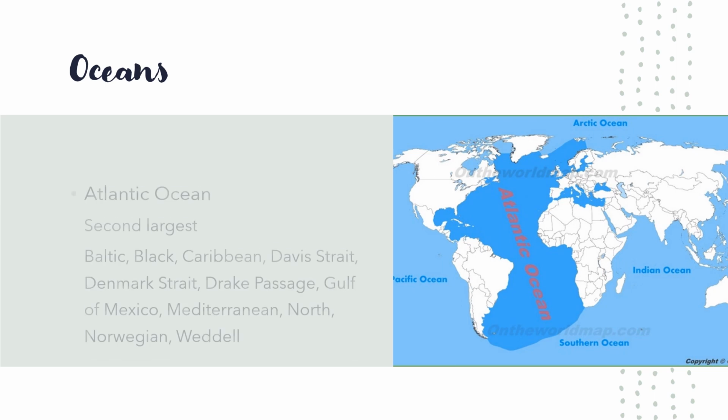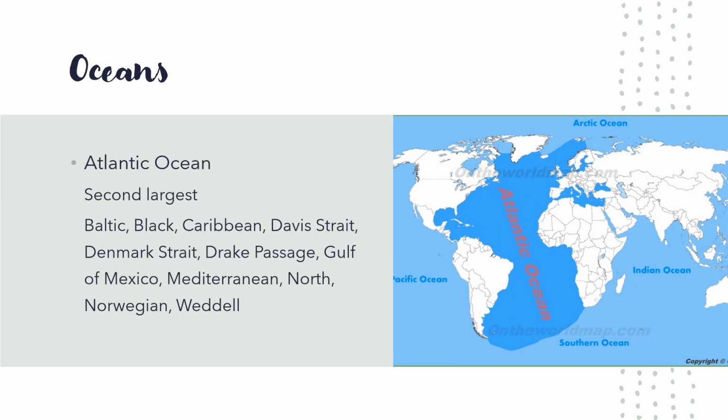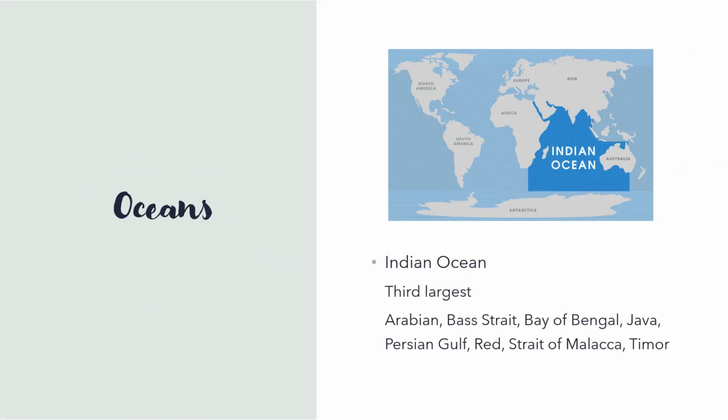Next, we have the Atlantic Ocean. This is the second largest of the world's oceans, and it includes the Baltic Sea, Black Sea, Caribbean Sea, Davis Strait, Denmark Strait, Drake Passage, Gulf of Mexico, Mediterranean Sea, North Sea, Norwegian Sea, Weddell Sea, and again other tributary water bodies. And then we have the Indian Ocean, which is the third largest ocean.